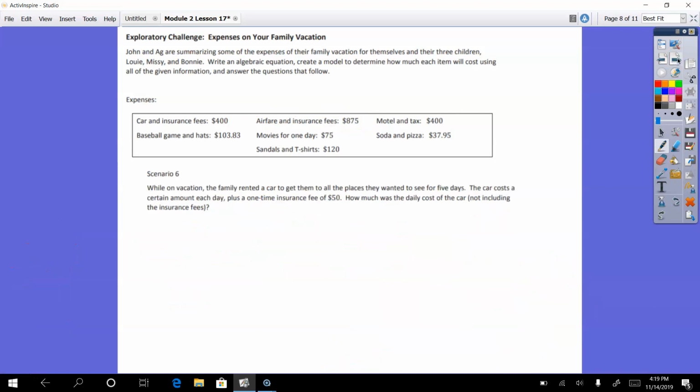Scenario 6. While on vacation, the family rented a car to get them to all the places they wanted to see for 5 days. The car cost a certain amount each day, plus a one-time insurance fee of $50. How much was the daily cost of the car, not including the insurance fees? Okay, so the family members doesn't matter. It was for 5 days. So we need 5 days.